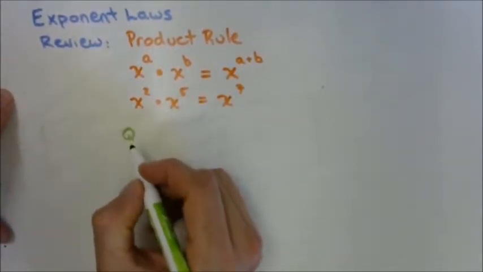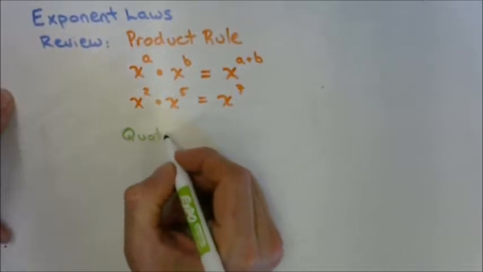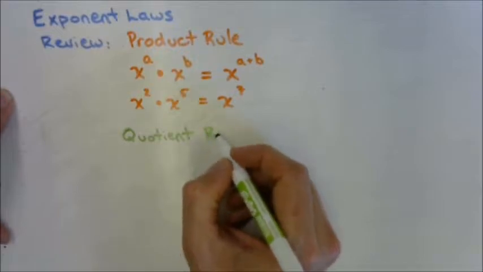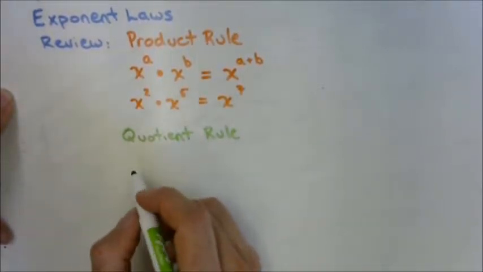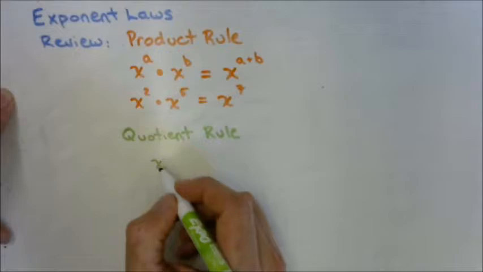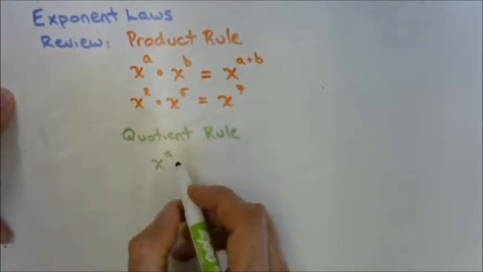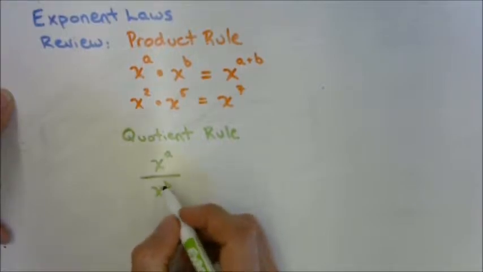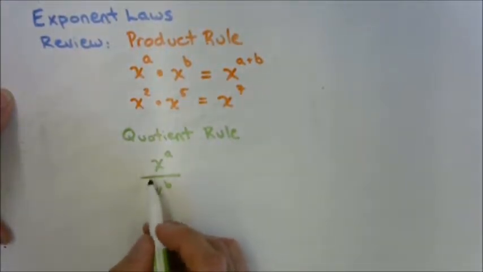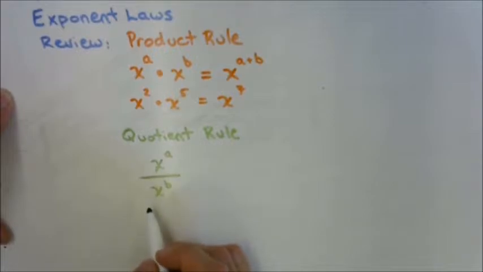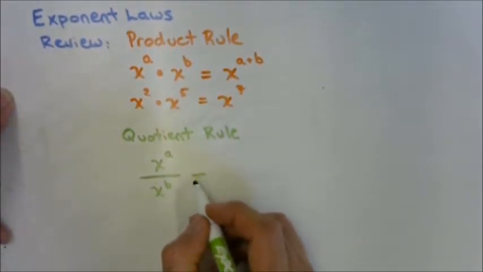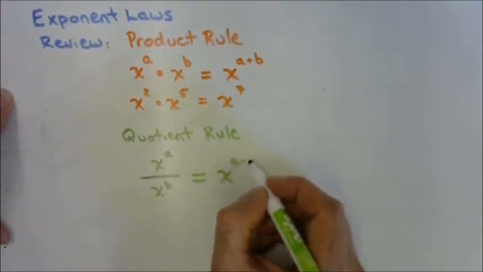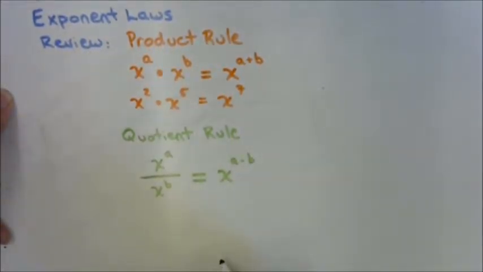Another one we had, very related to the product rule, is the quotient rule. Product has to do with multiplication. Quotient has to do with division. The quotient rule states that if you have any power, let's say x to the power of a, and it's divided by another power, but that second power has the same base, so that base is x in both cases, what do I do to my exponent here? Subtract. This is the same as x to the power of a minus b.